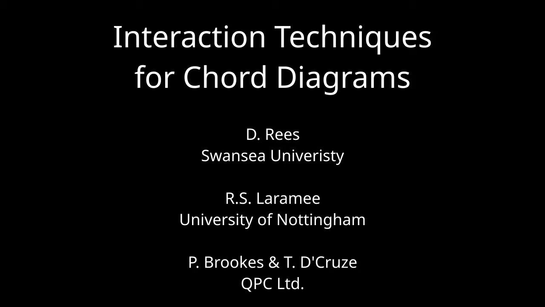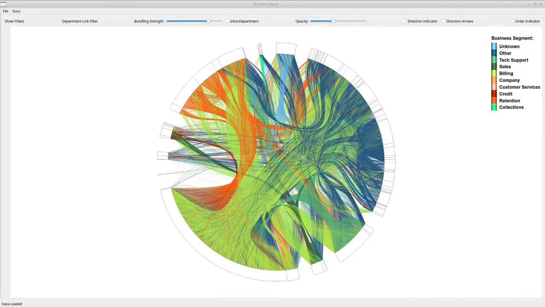We present novel interaction methods for chord diagrams with the aim of increasing their versatility. We demonstrate these techniques on a call center dataset showing call connections between different agents in different departments. Here we have loaded over 225,000 calls.